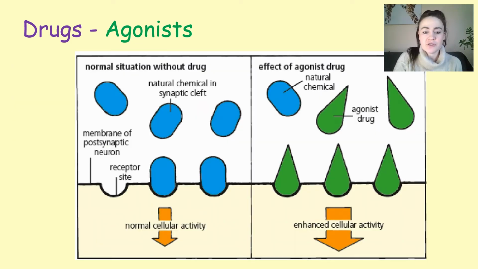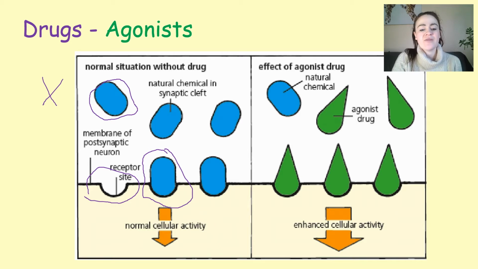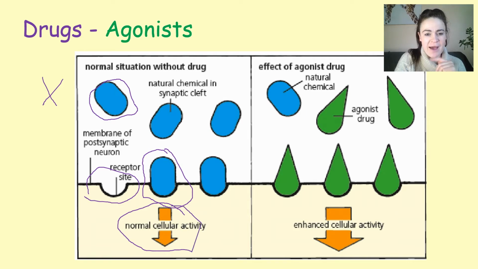Now, here is a good diagram to actually show the action of an agonist. So on this side, we've got the normal situation. We've got our receptor sites down here, and we've got our naturally occurring neurotransmitter. And as you can see, the neurotransmitter fits very nicely into the receptor, and then an impulse is generated, if that's the appropriate response. Remember, some are inhibitory, so no impulse will be responding, which is why we've got normal cellular activity rather than impulse, because it might be that impulse is not the normal cellular activity. So anyway, point is, normal situation, neurotransmitter fits in receptor, triggers whatever reaction is appropriate.